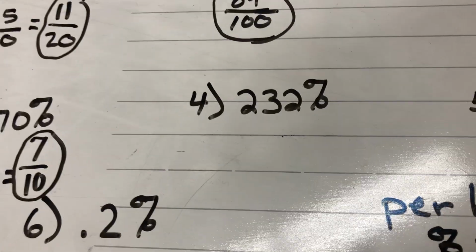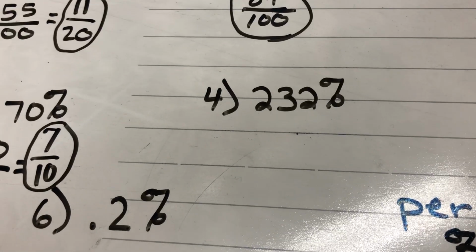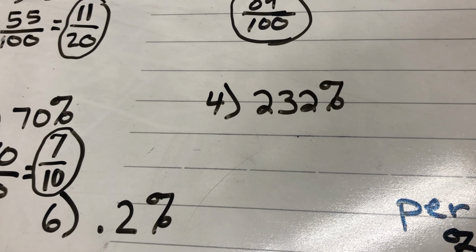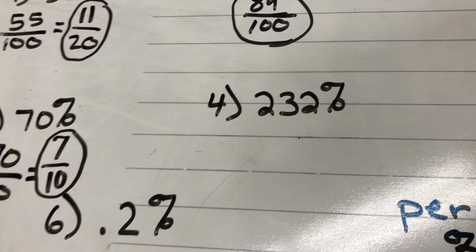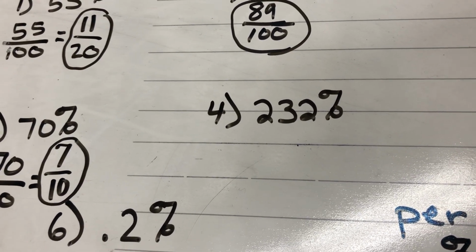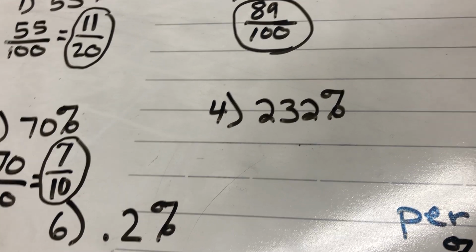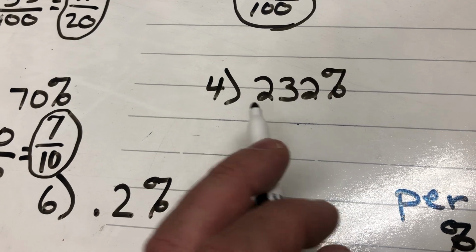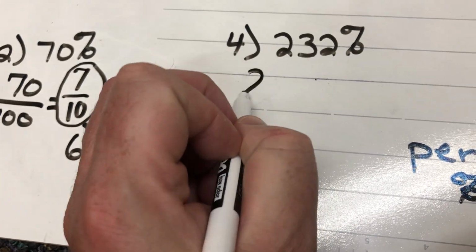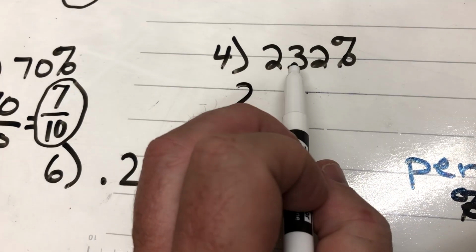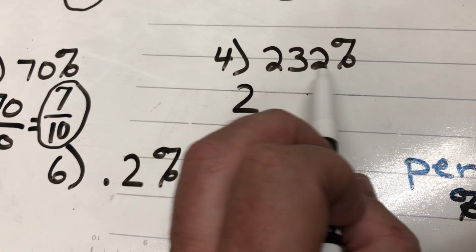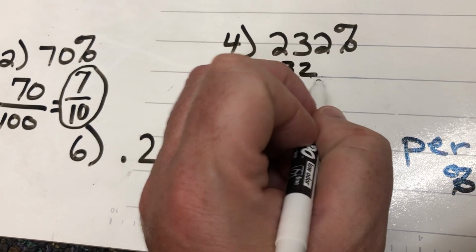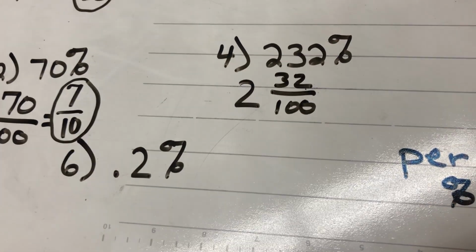Moving right along. Well, here's an interesting one because we have 232%. And anytime it's going to be more than 100%, it's going to be a mixed number because 100% represents one whole part. But I have 200%. So I have 2 whole parts. So in my mixed number, my whole number is going to be 2. Then because I have 200, I think about the 32%, and I start with 2 and 32 over 100.